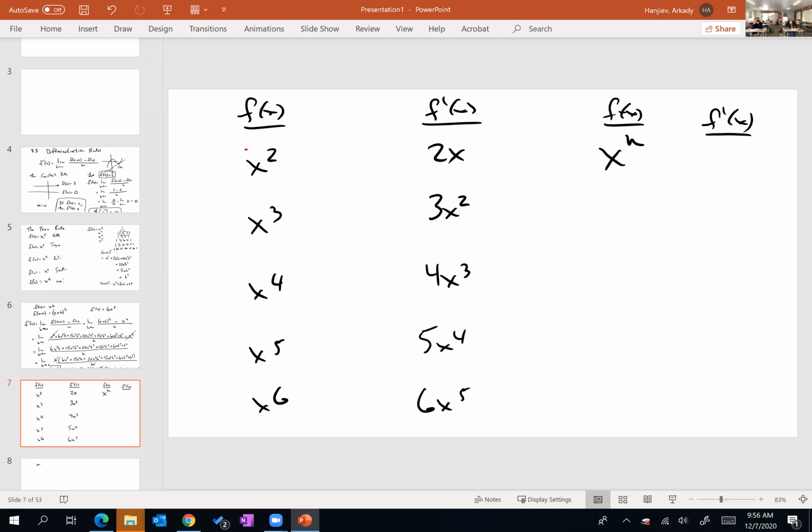x to the n minus 1. But we probably have to prove that, because right now we're just using the pattern we found before. So we want to prove it. Anybody got some guesses here? It should be nx to the n minus 1. Perfect. I go with that.